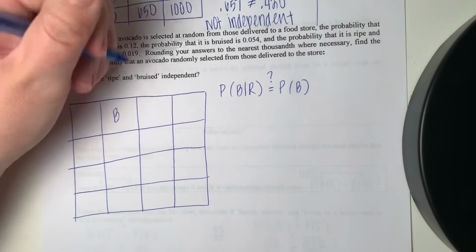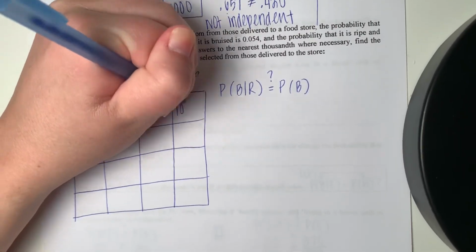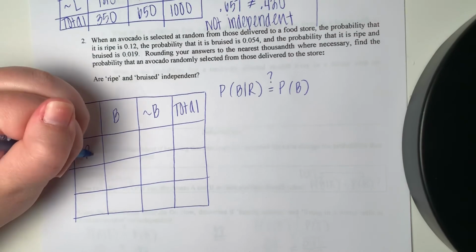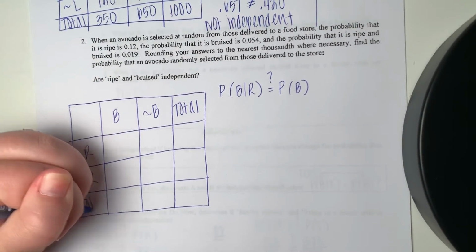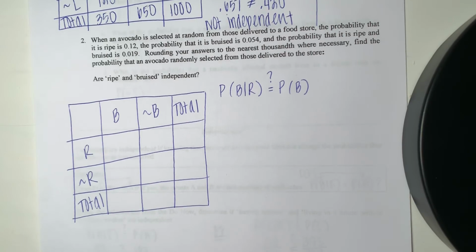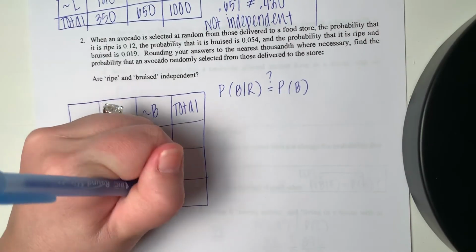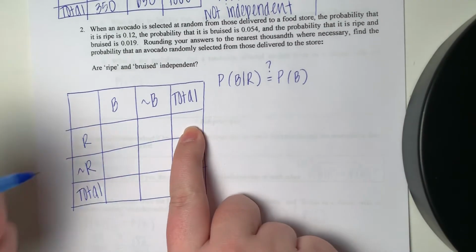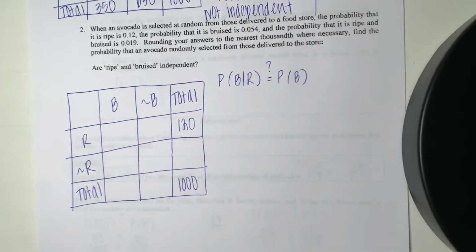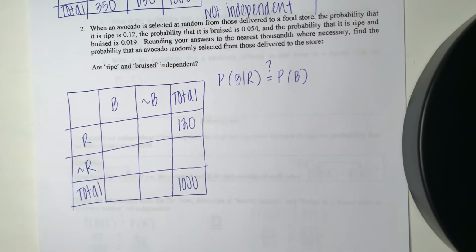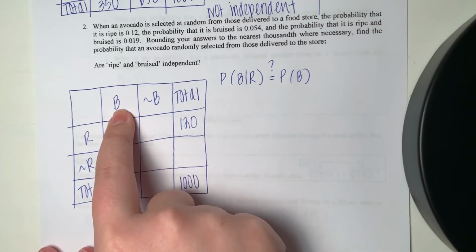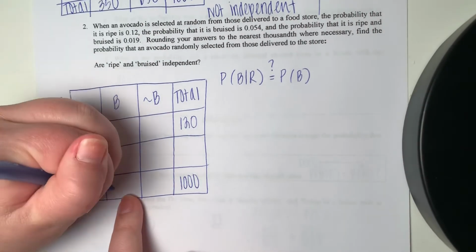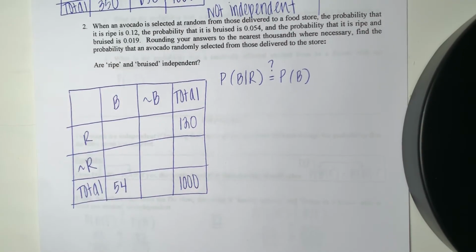So we have bruised, not bruised, total, ripe, not ripe, total. So the probability that it is ripe is 0.12. Remember, again, we're working out of 1,000 here, okay? So the probability that it is ripe is 0.12. So ripe would be here. 0.12 times 1,000 is 120. The probability that it is bruised is 0.054. So bruised is here. The probability that it's bruised is the total. 0.054 times 1,000 is 54.